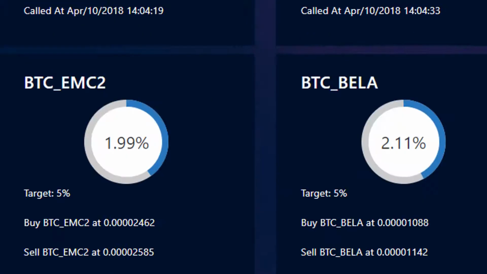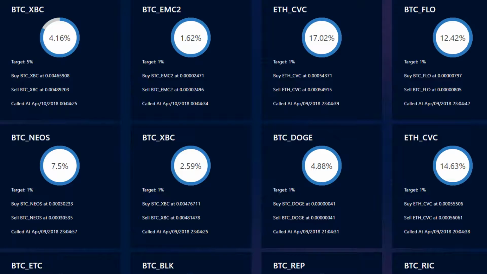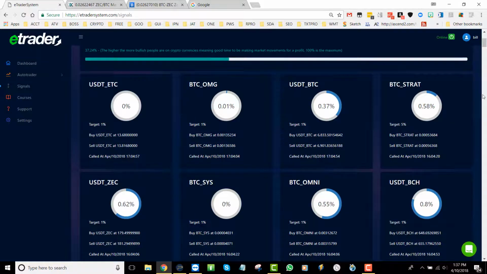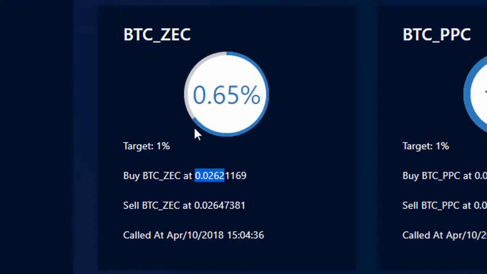So you can go through all these and you can see all the pairings and just get an idea of what's been taking place there. So let's actually take a look at this pairing right here, Bitcoin to Zcash. Okay, so it told us to buy at 0.0262 and so on. Now you could still get in on this, if you wanted to make 0.35%.